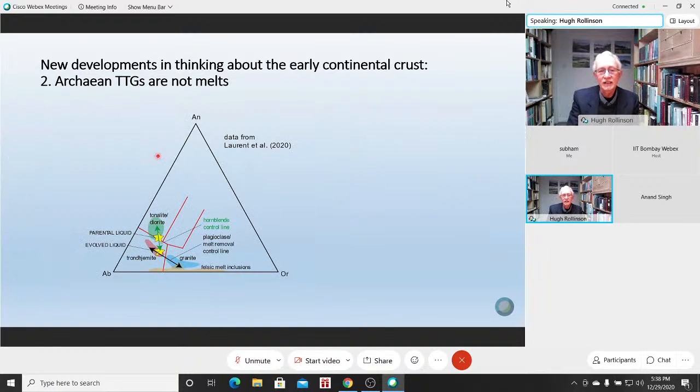I'm showing you the data here again on an anorthite albite orthoclase diagram. We have a suite of trondhjemites and granites here. We have some parental diorite material here and parental liquids shown by the yellow stars here. And we have these felsic melts found as melt inclusions here.